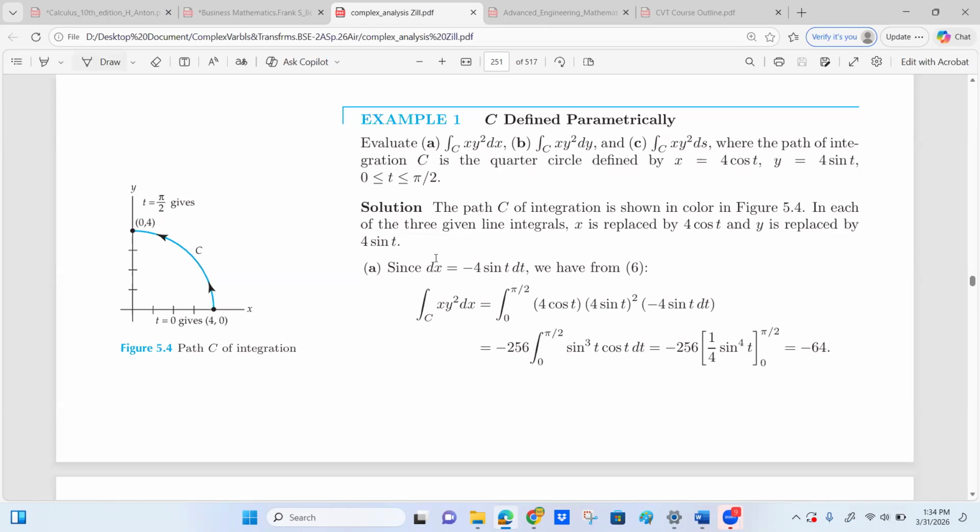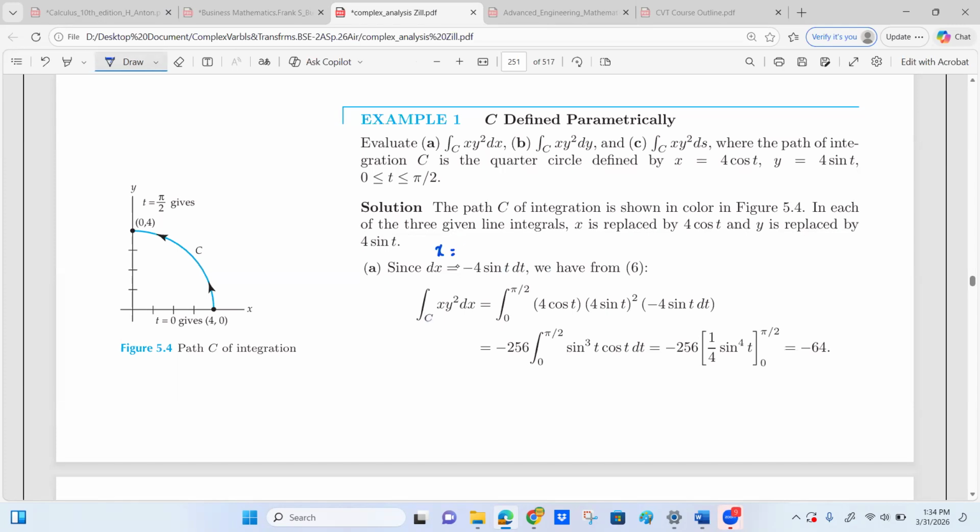It is given that x is equal to 4 cos t. And if we take the derivative of this, then dx is equal to minus 4 sin t dt. Okay. So by putting in here, we get this is the value of x, this is the value of y, and that is the value of dx.